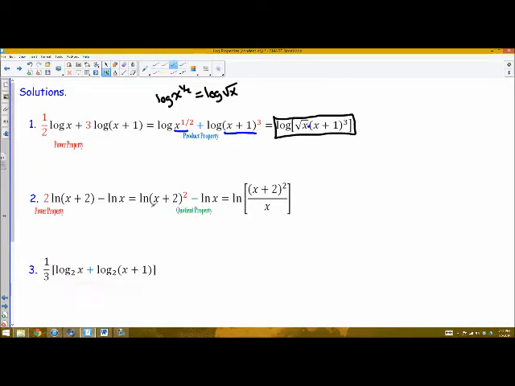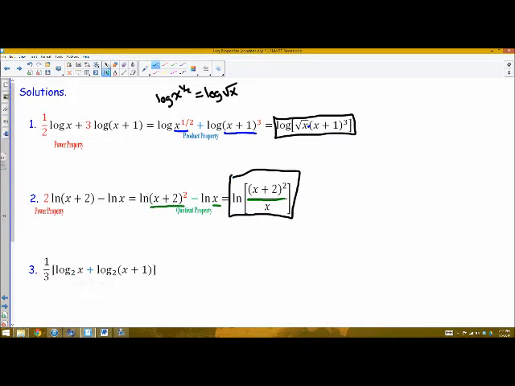So it's the first term, x plus 2 squared, divided by the second term, x. It's the quotient of those two terms, and the one in the denominator is always the one that you are subtracting. Okay? Well, that is a single logarithm, and it is fully simplified. So I'm going to box that as my final answer.